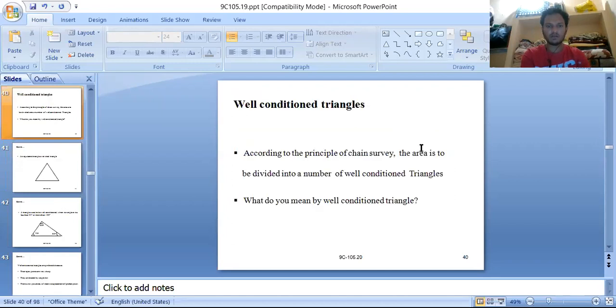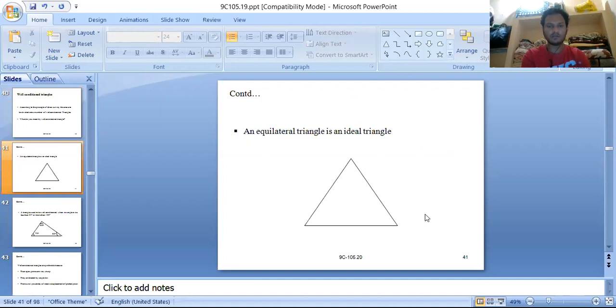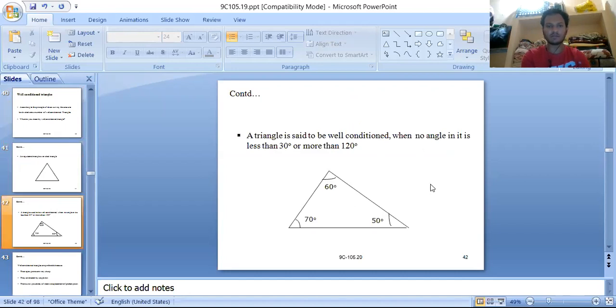What is meant by a well-conditioned triangle? According to the principle, an equilateral triangle is an ideal triangle. The triangle is said to be well-conditioned when no angle in the triangle is less than 30 degrees or more than 120 degrees. Here is an example which shows a well-conditioned triangle. The three angles are 50, 60, 70, which are not less than 30 degrees and neither more than 120 degrees. Therefore, it represents a well-conditioned triangle.